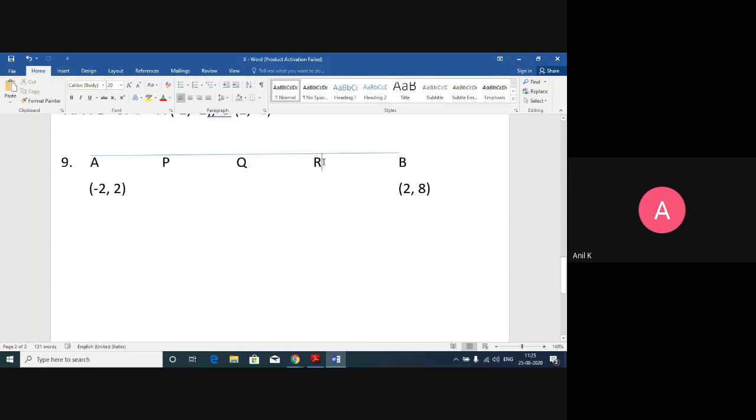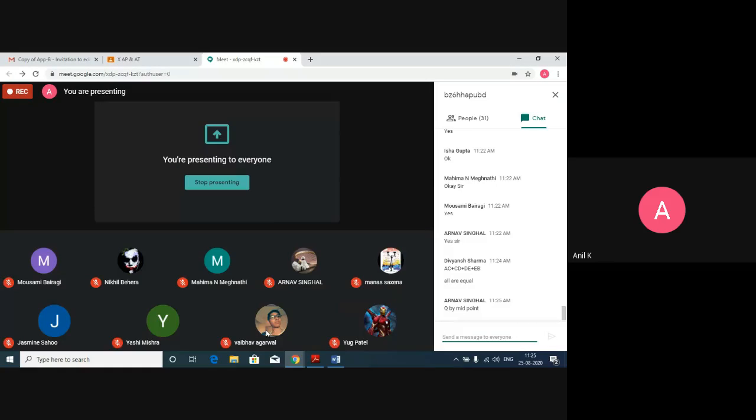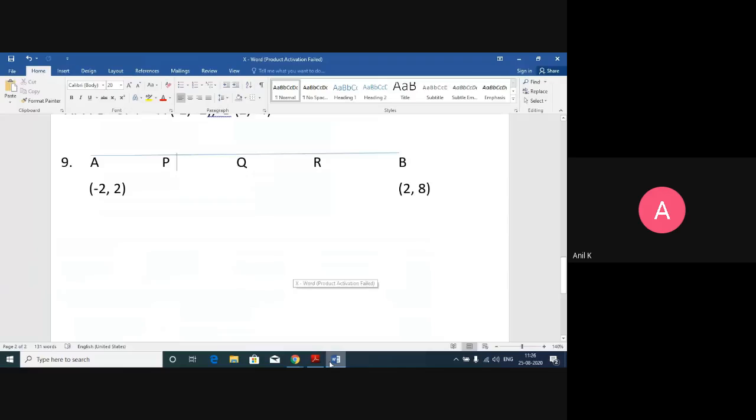How am I going to solve this part? If I take point P, can anyone tell me what the ratio AP is to PB is? 1:4, or 1:3? It's not 1:4, it is 1:3. Because AP is one part, and from P to B it will be three parts: PQ, QR, RB.